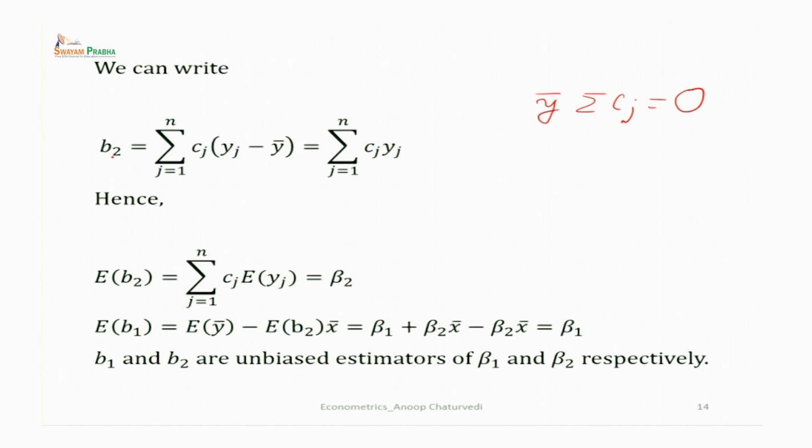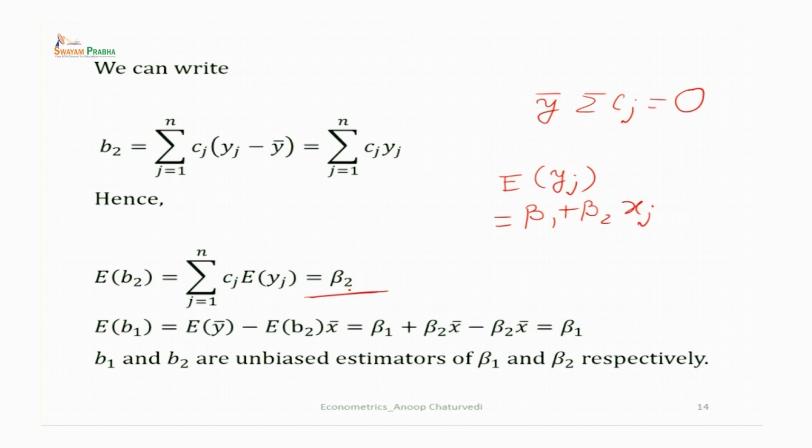So the expected value of b 2 is equal to summation over j of C j times the expected value of y j, and the expected value of y j is equal to beta 1 plus beta 2 x j. So you obtain summation C j beta 1, you can take beta 1 outside, and so you get 0 here, and then beta 2 summation C j x j, and summation C j x j is equal to 1. So finally, the expected value of b 2 is equal to beta 2.